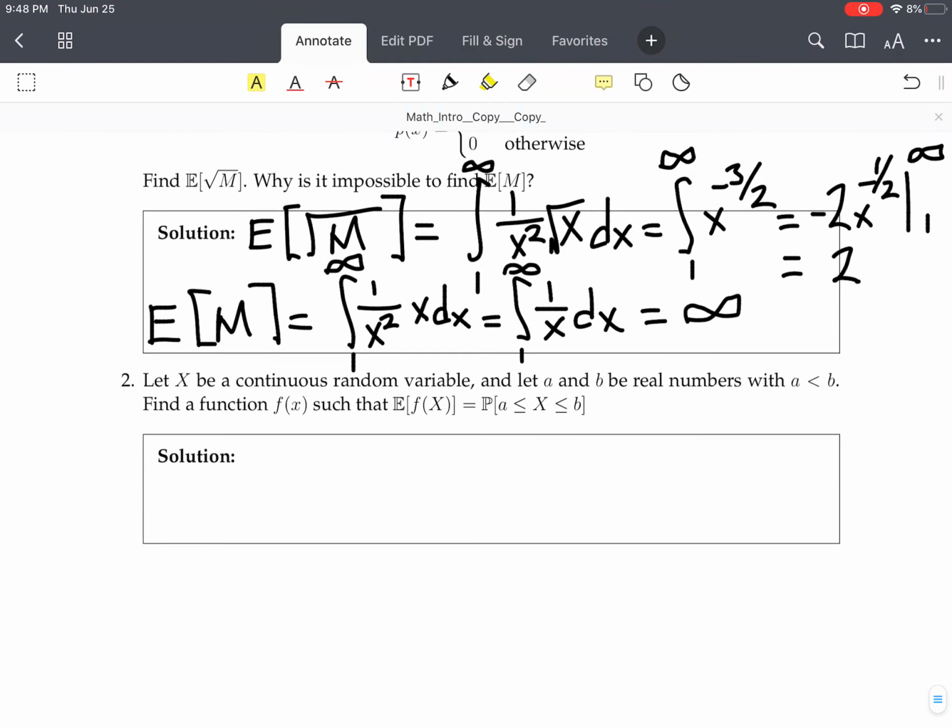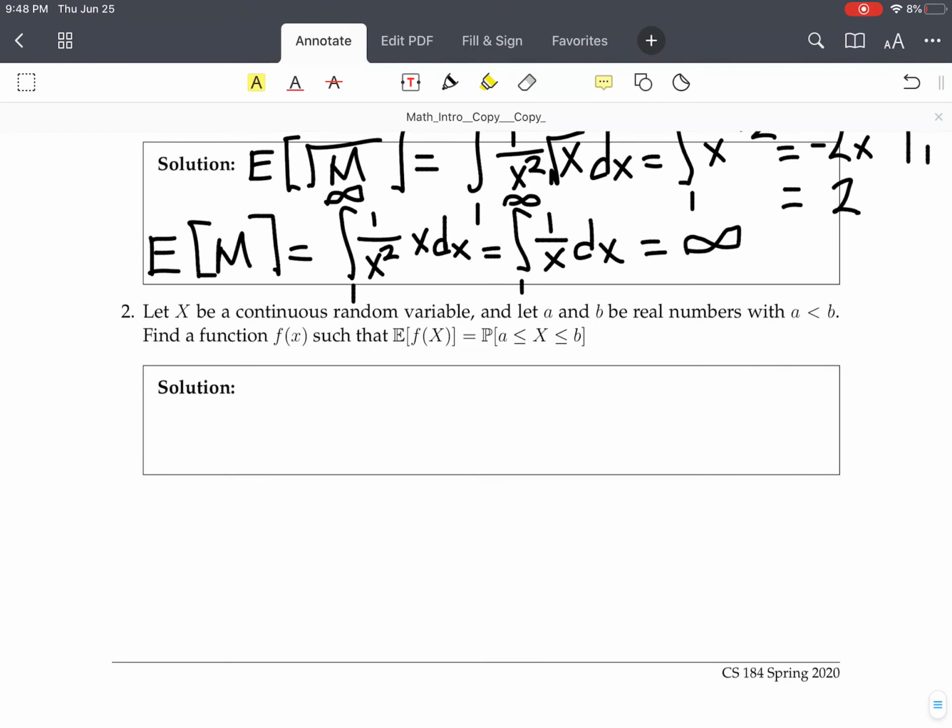So let's do one more problem. And this is the last problem of the worksheet. So this is basically all the content we're introducing. So let x be a continuous random variable and let a and b be real numbers with a less than b. So find a function f such that the expectation of f of x is equal to the probability that x is between a and b.